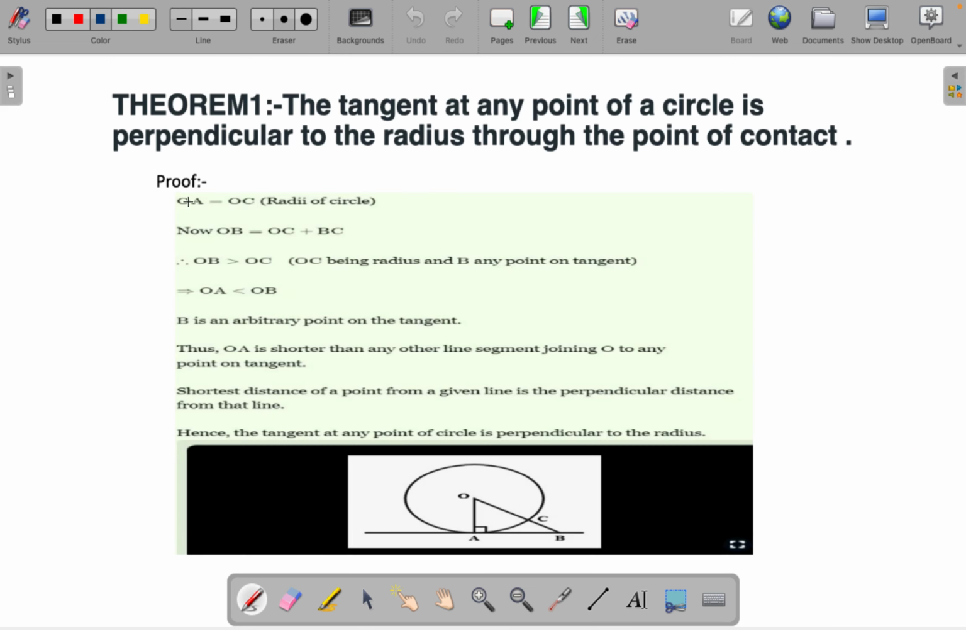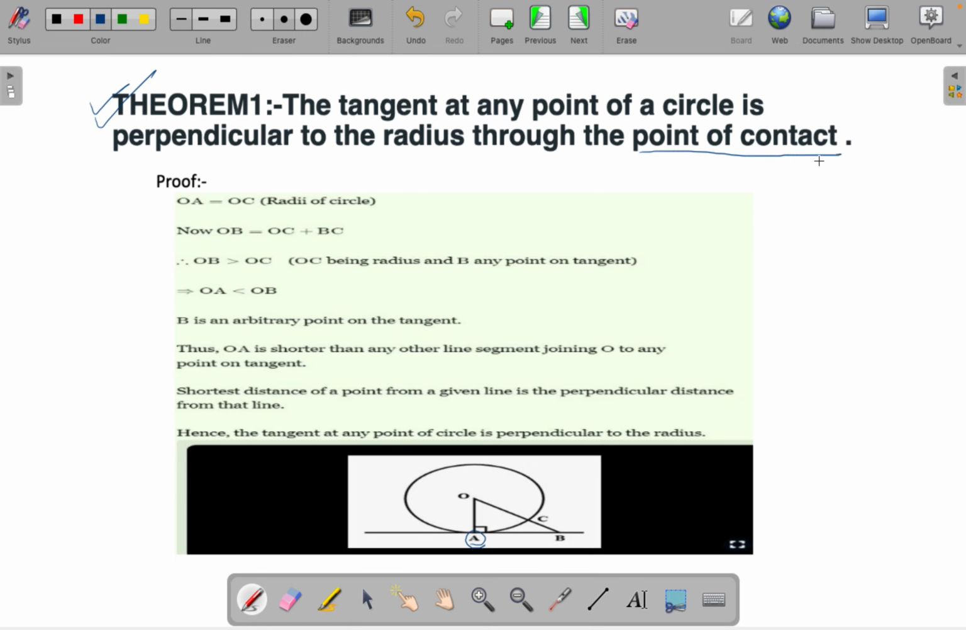Now let's study the first theorem. Basically in this chapter only two theorems are there. So let's study the first theorem. The first theorem says the tangent at any point of a circle is perpendicular to the radius through the point of contact. Now this is known as the point of contact.